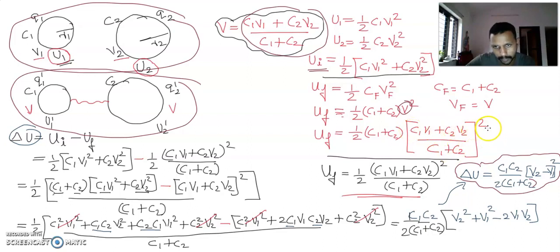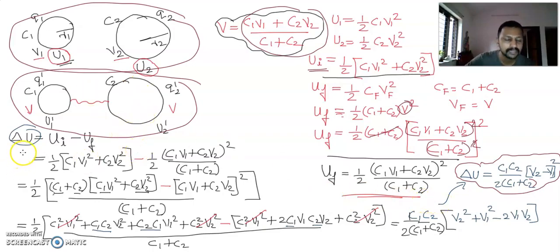Therefore, that much square. Then we can expand this, that is, we could write this as a square and this as a square. Then C1 plus C2 squared and C1 plus C2 will get cancelled. That's the reason why we are writing it like this. That is, in the denominator there's only C1 plus C2. Therefore, we are getting an expression like this. This is the final energy of the system.